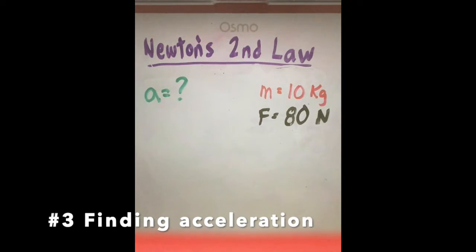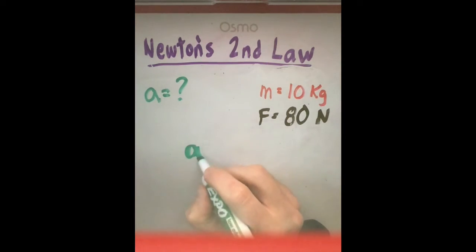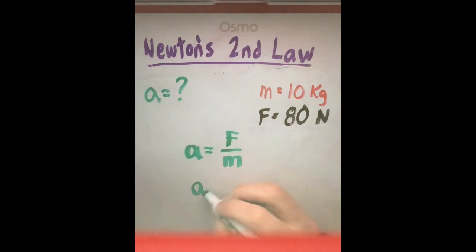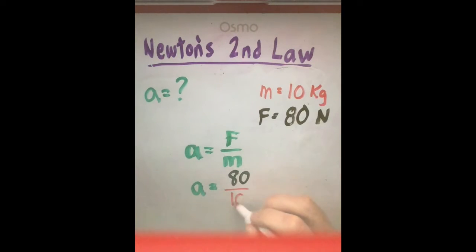Let's try another problem. What will be the acceleration of a 10 kilogram mass when a force of 80 newtons is applied to it? Now we can't use the F equals ma the way it stands. We have to rearrange it with some algebra and get the formula a equals F over m. Now we plug our numbers in. The force is 80 newtons, the mass is 10 kilograms, which means the acceleration is 8 meters per second squared.